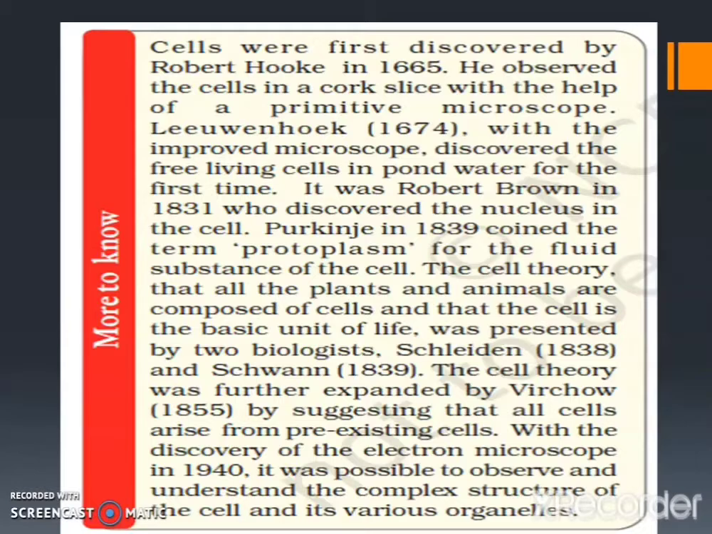So cells were first discovered by, we know, Robert Hooke in the year 1665. Okay, and how did he observe this? He observed the cell in a cork slice with the help of a primitive microscope. Primitive microscope means a very simple microscope. Okay, primitive എന്ന് പറഞ്ഞാൽ പണ്ടുണ്ടായ മൈക്രോസ്കോപ്പ് എന്നുള്ള അർത്ഥം.